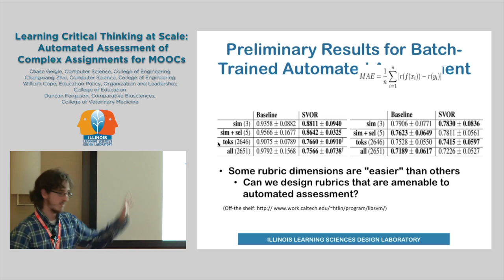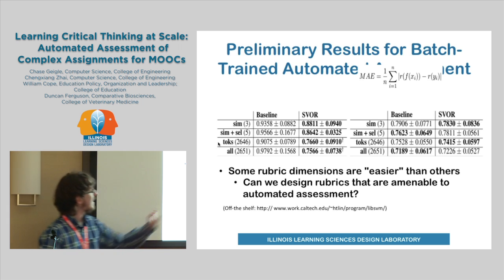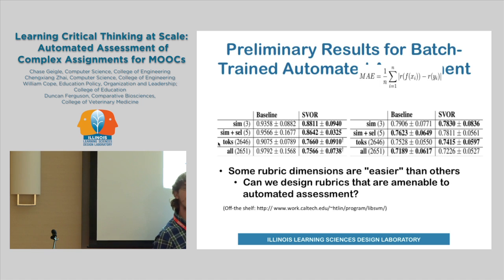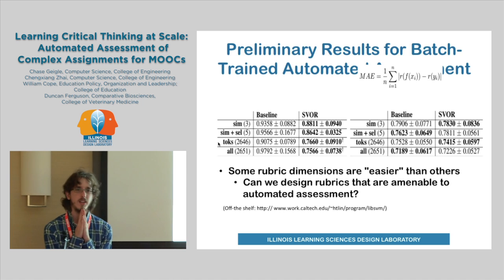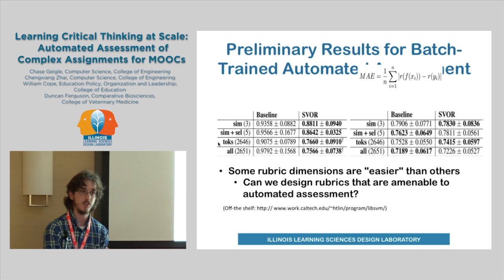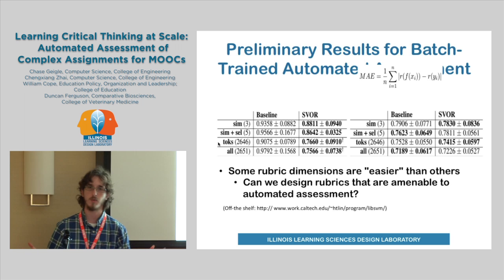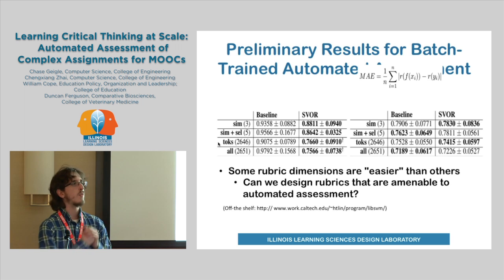And what I observed is a bunch of numbers. The most important thing is, in this table, there's lots of bold in the SVOR column, which is the thing that I did, and this, not so much. So the interesting point to make here is that some rubric dimensions were easier to grade than other rubric dimensions, for the particular set of features that we chose to represent assignments with.